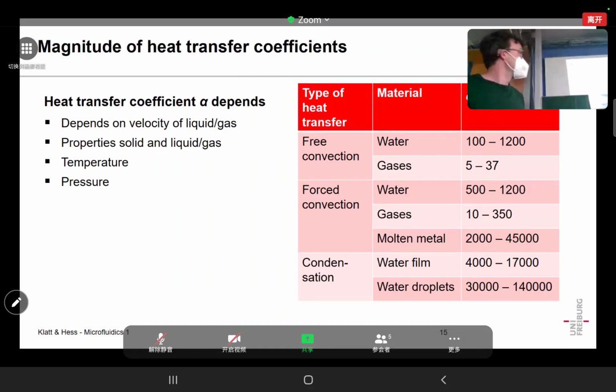And just as comparison, we are not going to detail this further in this lecture. I also added the values for condensation. So this is basically only so that you get an impression how effective condensation can be. So how effective our body basically is if it's hot and we're sweating and cooling down by this condensation effect.